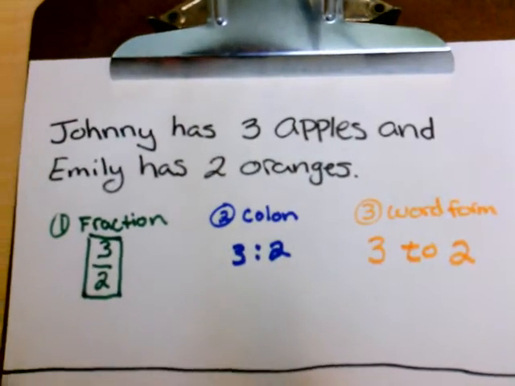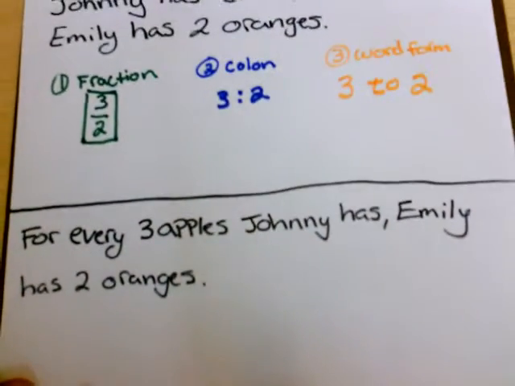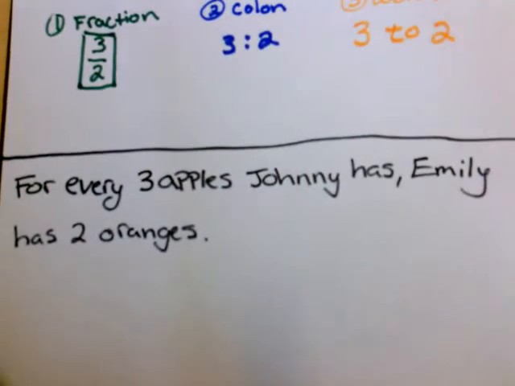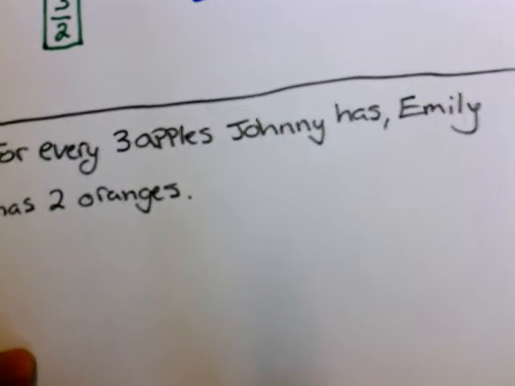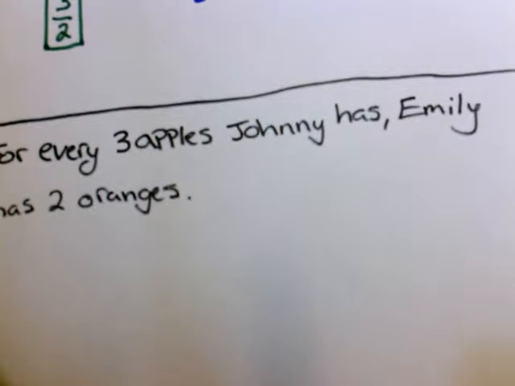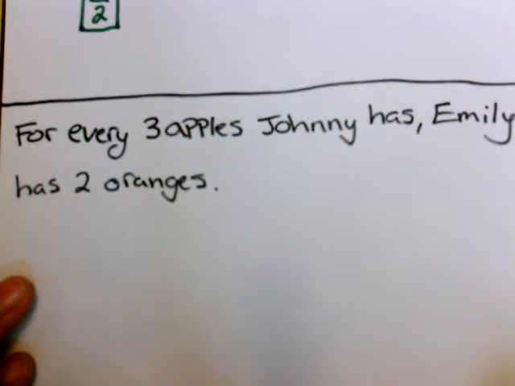Now we come down here to a little bit more of a problem. So it says for every 3 apples Johnny has, Emily has 2 oranges. Okay, so this is a little different now. This isn't just saying Johnny, it's not a statement. It's saying more that for every 3 apples Johnny has, Emily has 2 oranges. Alright, so we could kind of modify this and go a little bit farther than that.